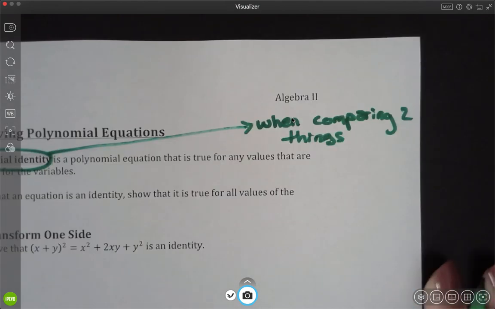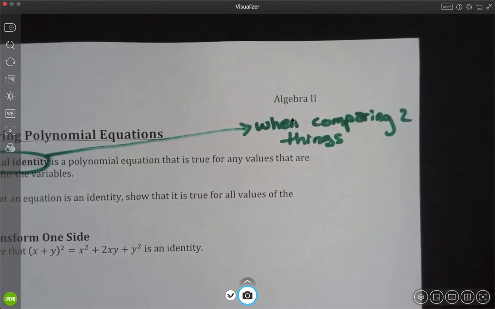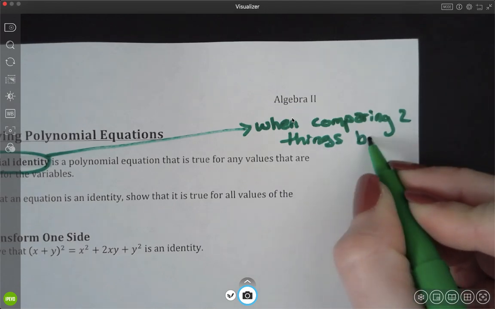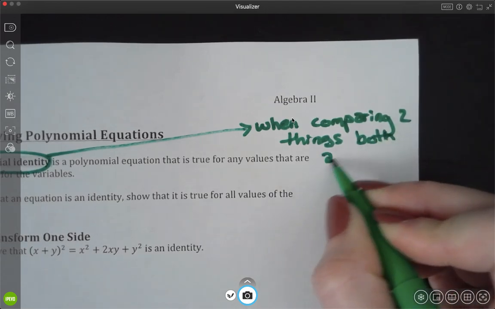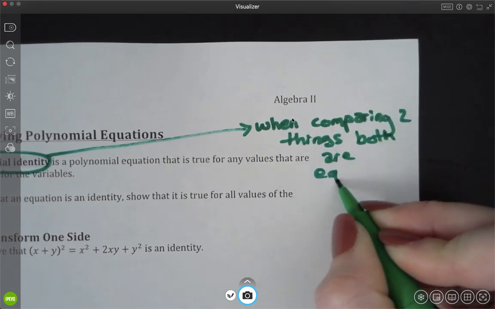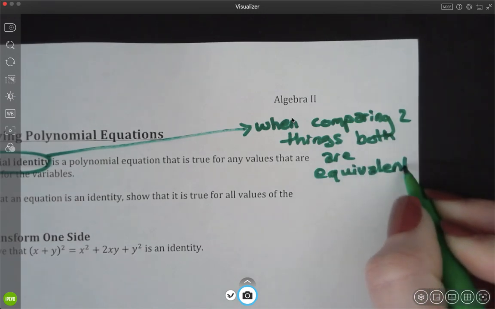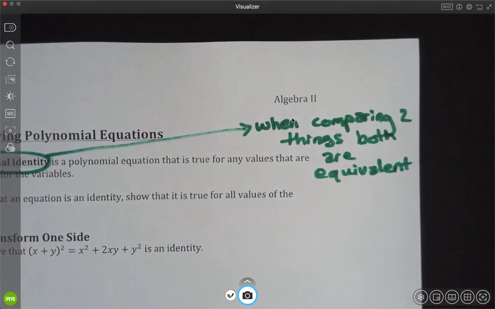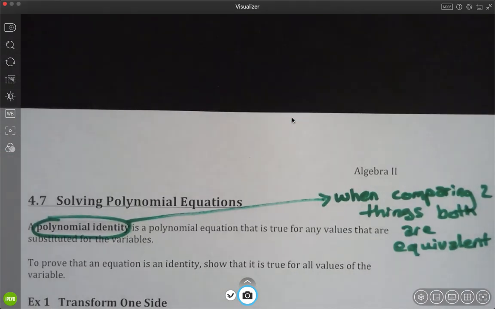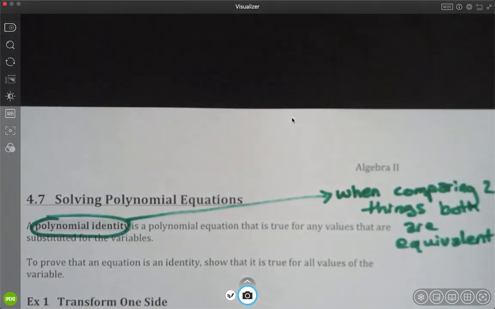Okay, this is really delayed, sorry. When comparing two things, both are equivalent. When you're comparing two things, both of those things are equivalent. They are considered to be an identity if they're both the same on both sides, okay? Same on both sides. So I'll give you an example of that up here at the top, just real quick because it's a short one.